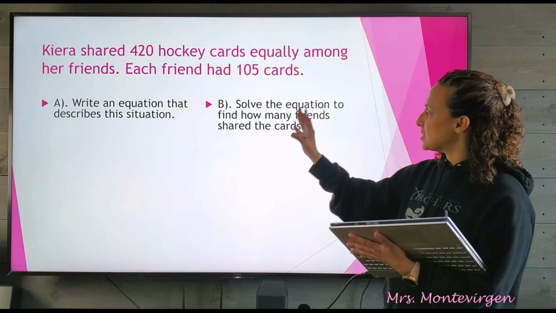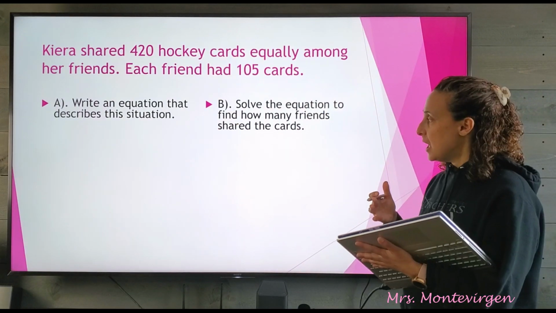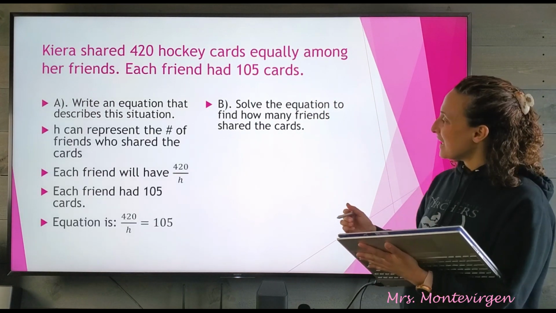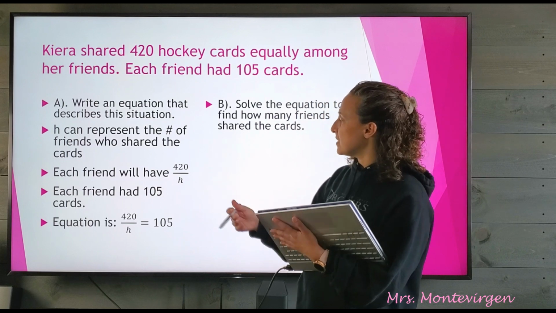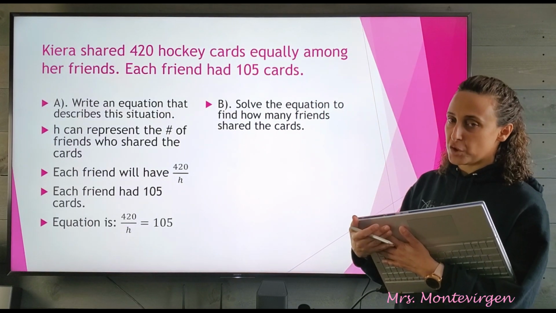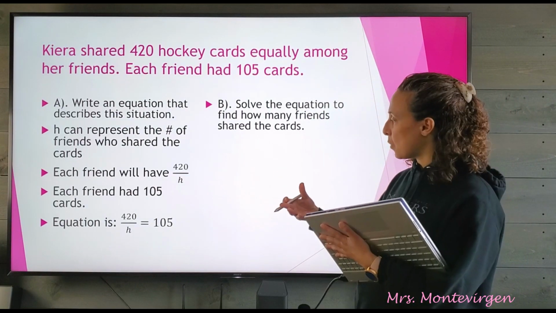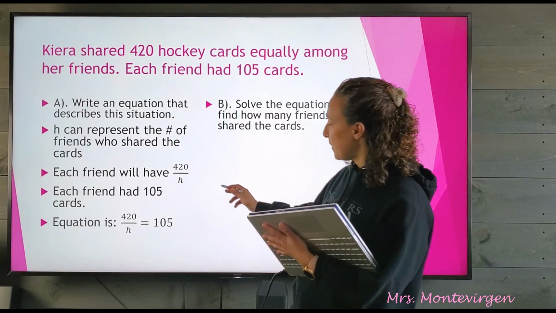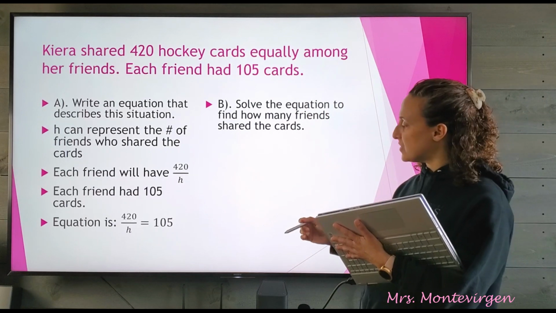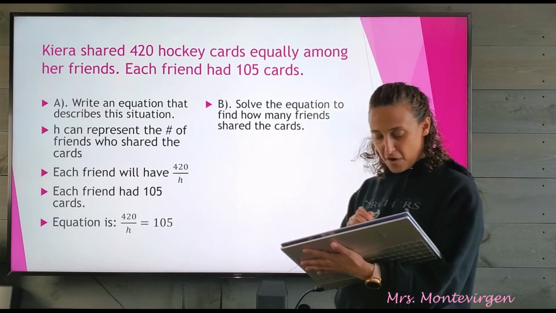As you can see, I've split this up. I'm going to deal with the one on the right side, which is establishing my equation. I have to have that first. And here is my way of thinking. In this case, I'm going to use H to represent the number of friends who are going to share the cards. So if I take my 420 and divide that by the number of friends, that's how I end up with each friend having 105 cards.